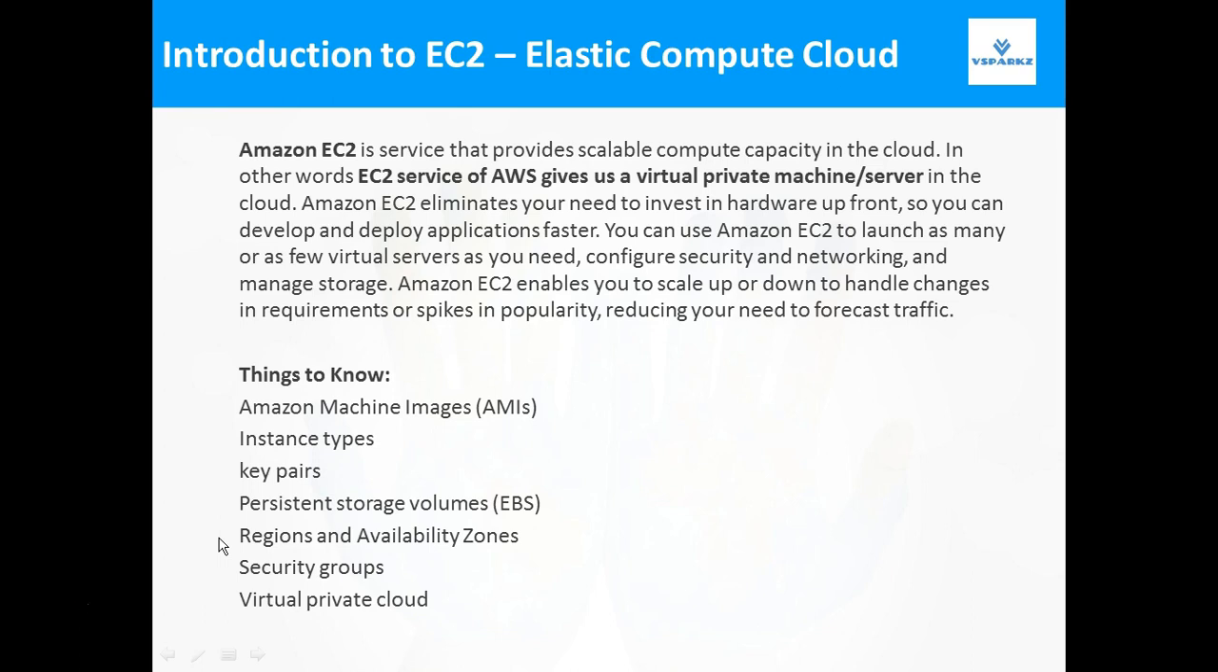The last one is virtual private clouds, often called VPCs. Virtual private clouds are the logical virtual networks that you can create in the AWS cloud so that you can associate the VPCs to your instances for connectivity.